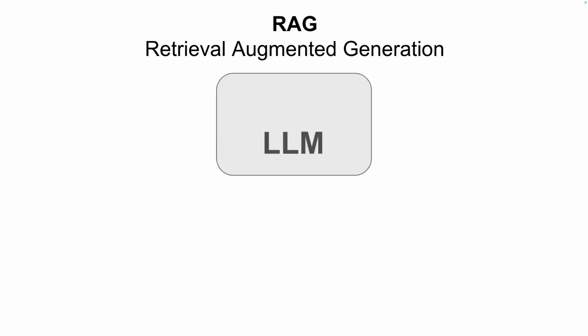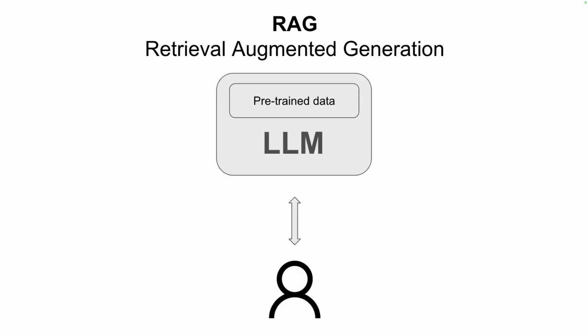Now, before implementing, let's first see what exactly is retrieval augmented generation and why do we even need it. We know that large language models are trained on a lot of data from all over the internet by companies like Meta and OpenAI. This data is called pre-trained data. Until now, all our interaction with large language models has been with pre-trained data only.